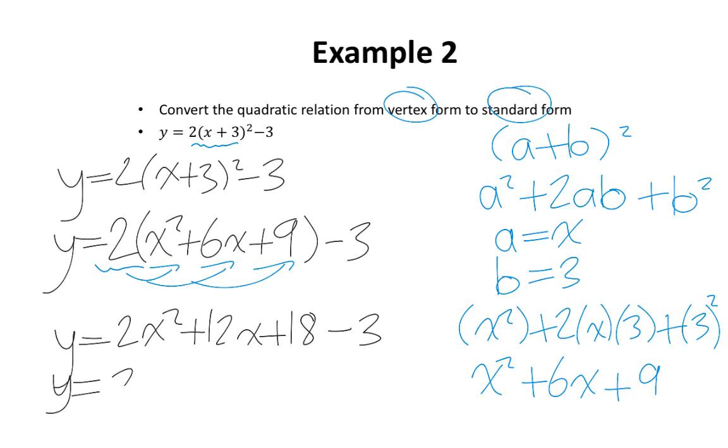The like terms being positive 18 and negative 3, so that simplifies to positive 15. Therefore, we've just converted our quadratic relation from vertex form to standard form.